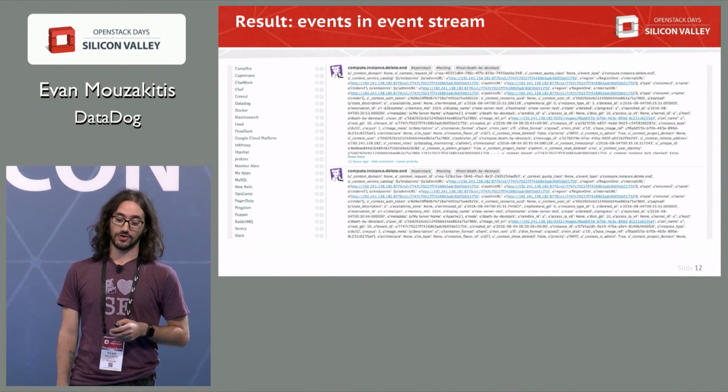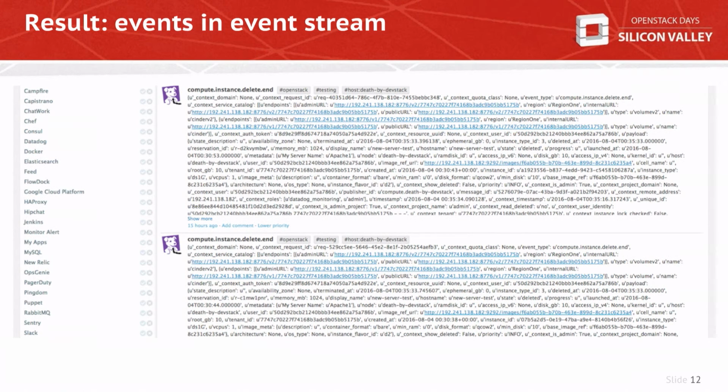And what do you get? If you're using Datadog, you get events in your event stream. Here we can see when the compute instance was deleted, when it was started. There's a lot more to it than that. Like I showed you, there are about 80-some events. This is just a quick highlight of it.